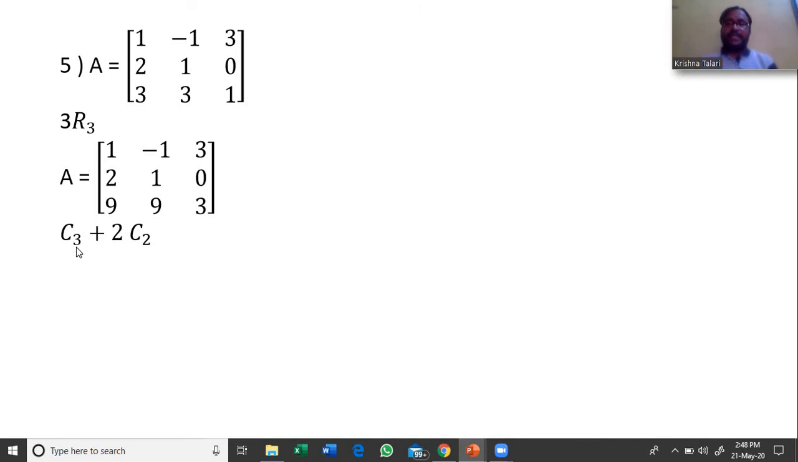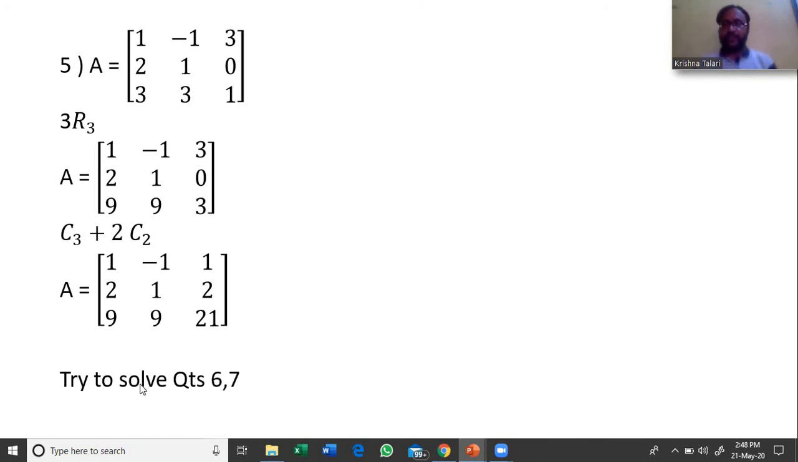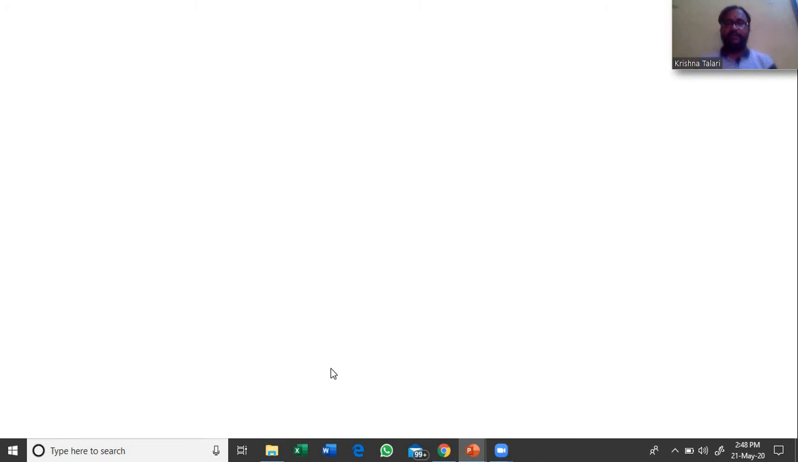Next, it is C3 plus 2 times C2. So, you're supposed to multiply the elements in the second column by 2 and then add in your third column. That is 3 minus 2 would be 1. 0 plus 2 would be 2. 3 plus, 2 into 9 would be 18. That is 3 plus 18 would be 21. Now in the same manner, we can try to solve your question number 6 and 7.